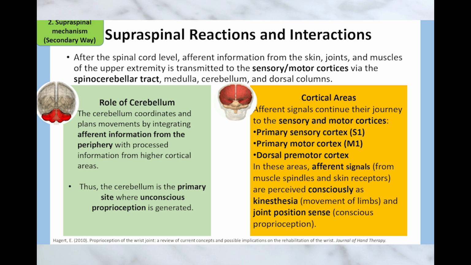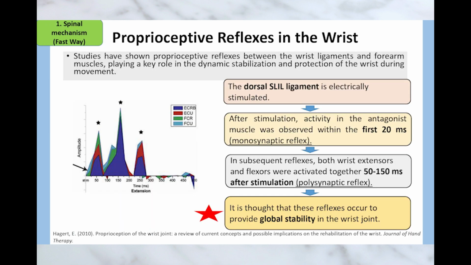Oh, right. Tell me about that. So there are these direct connections between the mechanoreceptors in the ligaments and the muscles in your forearm. For example, if you stimulate the SLIL, it activates both the flexor and extensor muscles in the forearm within like 50 to 150 milliseconds. Wow, that's fast. And what's really cool is that the antagonist muscles, the ones that do the opposite action, they actually activate even faster, within 20 milliseconds. Wow. And that helps to stiffen the joint and prevent any excessive movement. So it's like a really fine-tuned balancing act. Yeah. And when we talk about proprioception in rehab, are there specific types that are especially important?